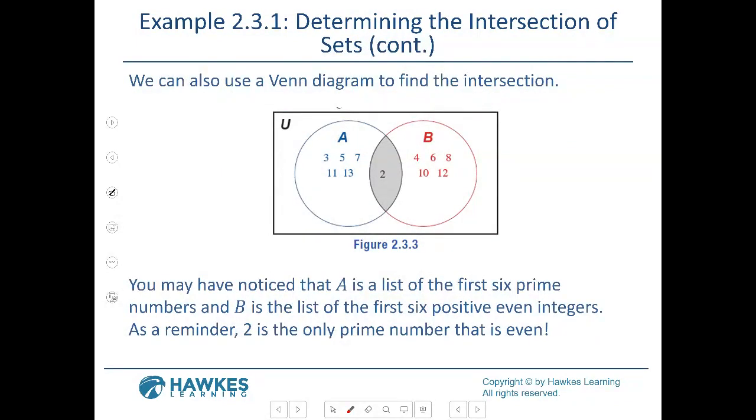So we can also use a Venn diagram to find the intersection. So here, we can look here. You may have noticed that A is a list of the first 6 prime numbers, and B is a list of the first 6 positive numbers. And so what do they have in common? 2. 2 is the only prime number that is even because 2 only has 2 factors, 1 and itself.